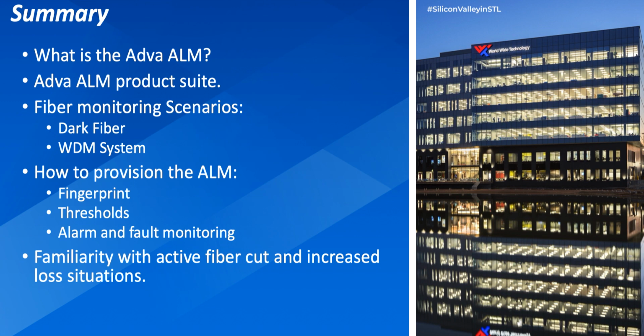So in summary, you should have a solid understanding of what the ADVA ALM is and its overall benefits. You should also understand that the ADVA ALM comes in two variants, the 16 port and the 64 port versions. And when pairing them with a WDM system, a coupler is needed. Additionally, the demarcation reflector is a highly recommended passive piece of equipment that would go at the far end opposite of the ALM. Furthermore, we understand the different monitoring scenarios in which we can use the ALM, these being the dark fiber and WDM system scenarios.